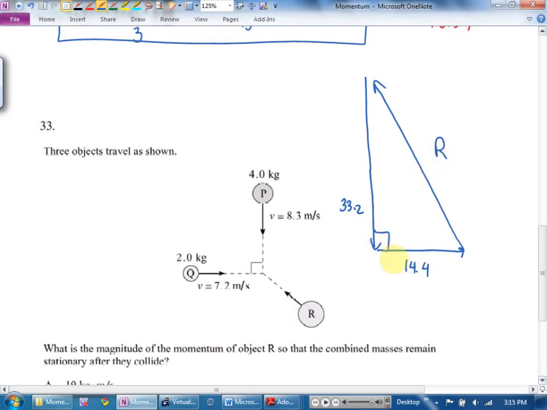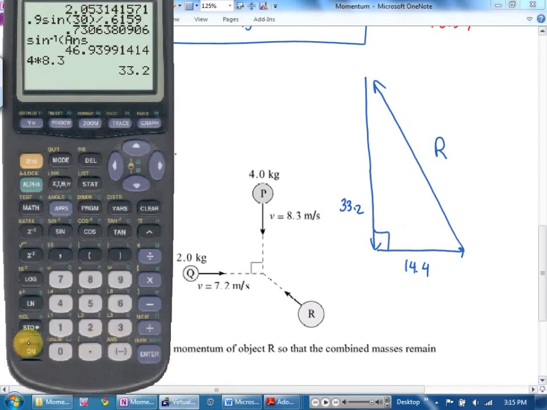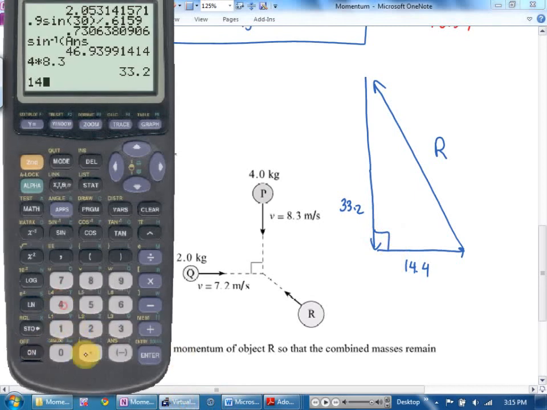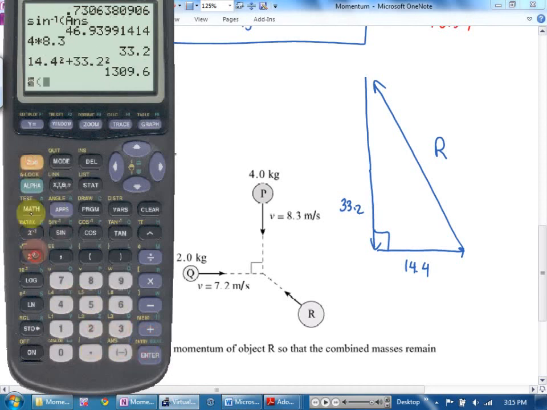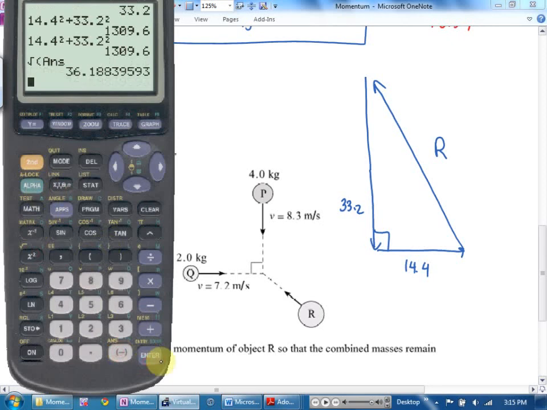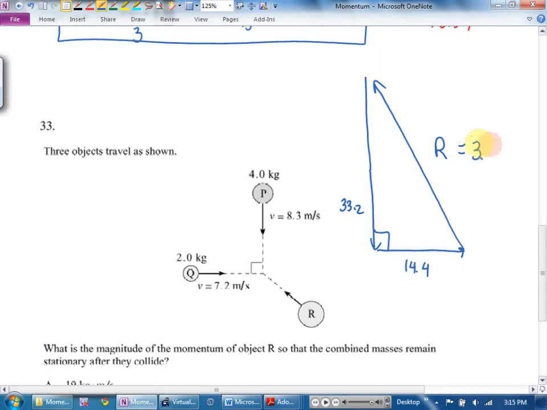Pythagoras. Darn right. 14.4 squared plus 33.2 squared, square root. 36.2. C.